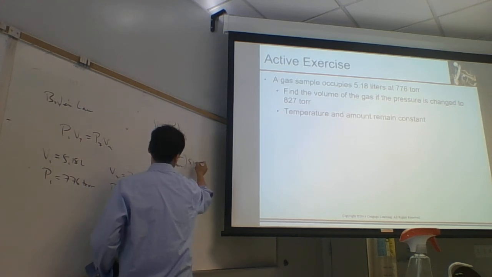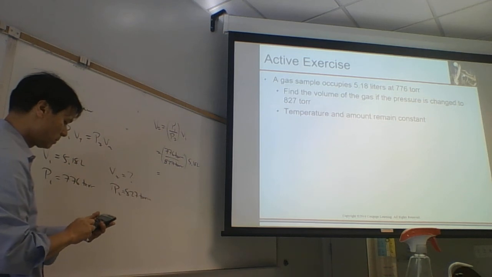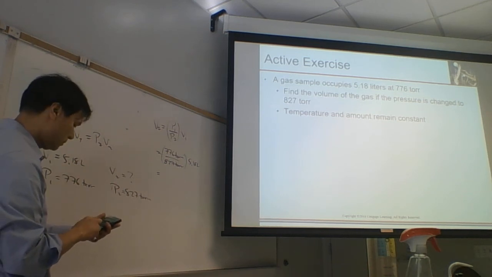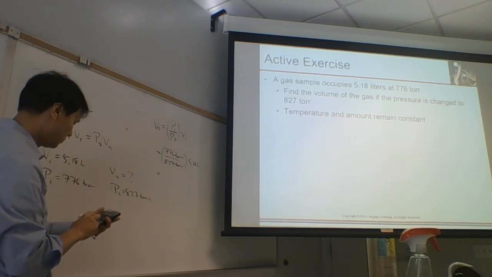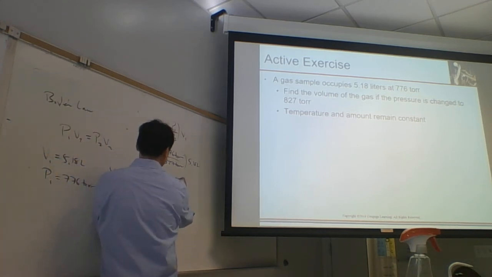Volume is 5.18 liters. So this is going to be 776 divided by 827 times 5.18. And I get 4.860 liters. And we can round that to 4.86 liters.